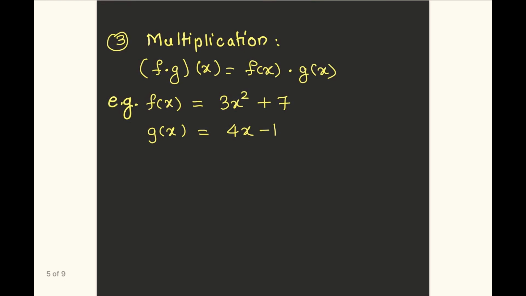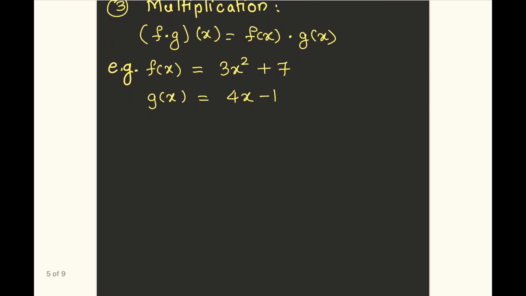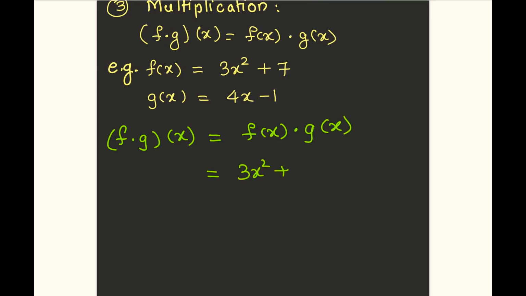The next example is multiplication. You can pause the video and try it yourself. Here you have to use the distributive property of mathematics that you have been studying since 8th grade, or you can say pre-algebra. Let me go ahead and do this example also. F dot g of x, which is basically multiplication, is equal to f of x multiplied by g of x, which gives me 3x squared plus 7 multiplied by 4x minus 1.